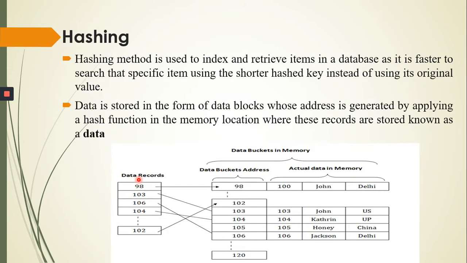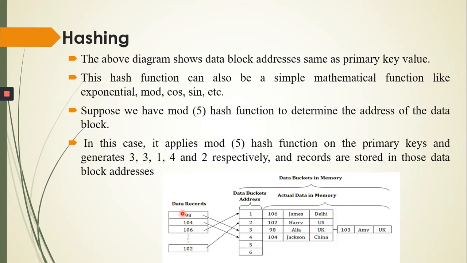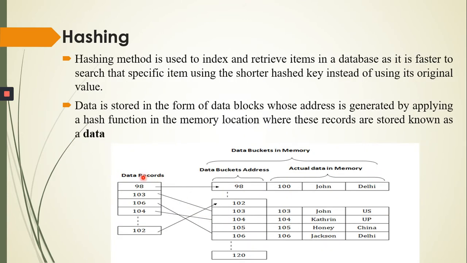Now see here, in the previous diagram we used the primary key as a direct address. Now we apply mod 5 on the primary key data, and the result is known as the address. First of all, our data is 98, so 98 mod 5. We divide 98 by 5 and get the remainder 3. So 3 is the address of 98. Earlier, we stored data 98 at address 98, as we were using the primary key as the data address.